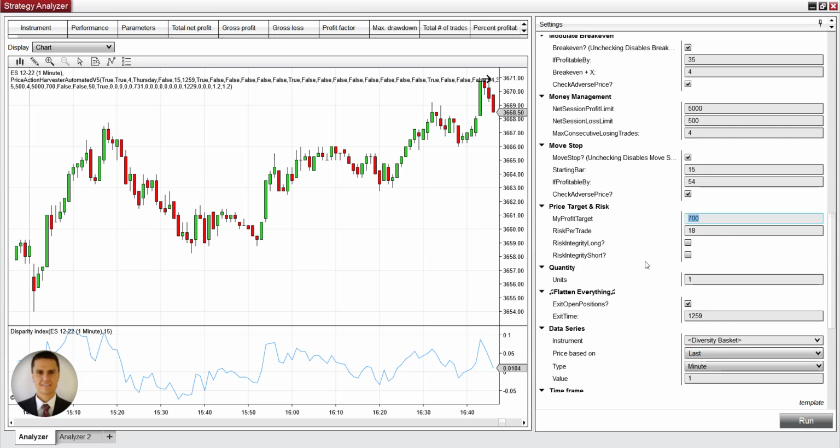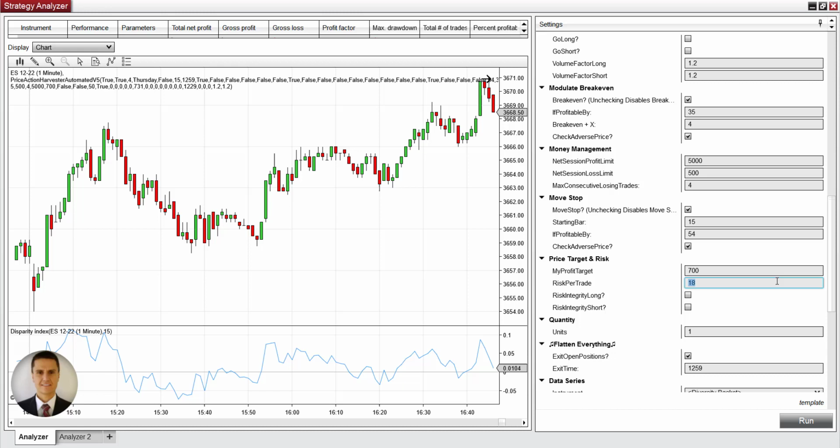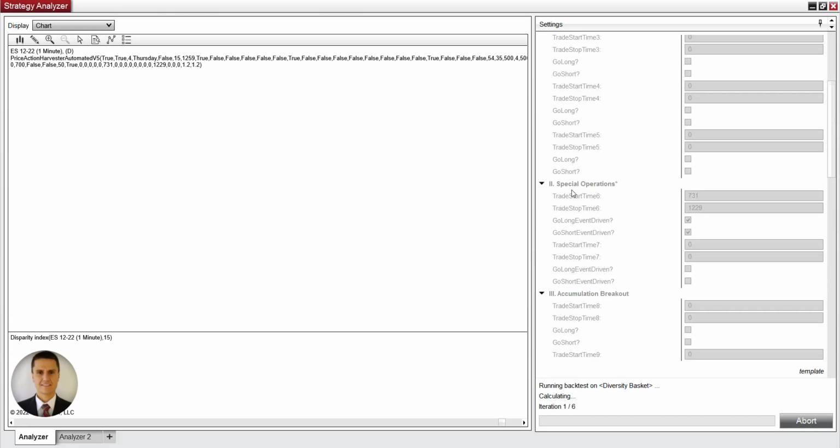The profit target is a big number here at 700 ticks. And then I have the stop at 18 ticks. So let's go ahead and run it. Again, this is just for Thursday, and let's see what we're going to get.